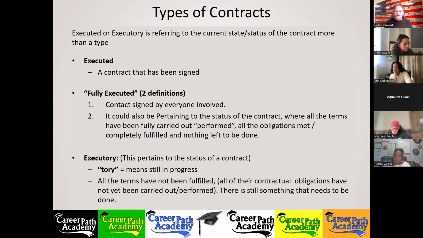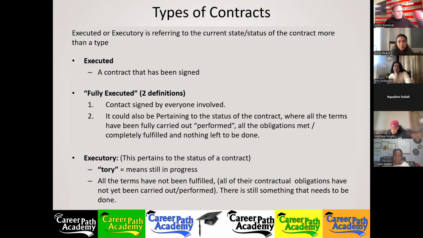It could have another meaning, depending how you use it in the sentence. A fully executed contract can mean that it's been signed by everybody, or it could mean that all the terms within the contract have been fulfilled and there's nothing left to be done. The contract's been fully performed. Whereas an executory contract, tory, means that it's still in progress. So an executory contract is one where all the terms have not yet been fulfilled by the parties. So, has your client executed the contract? What am I asking?